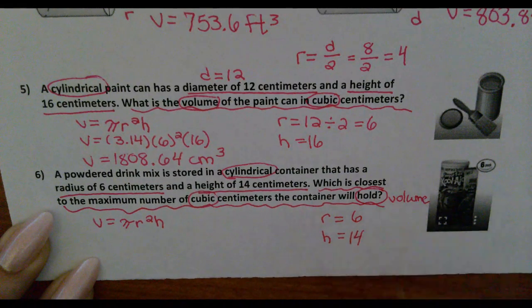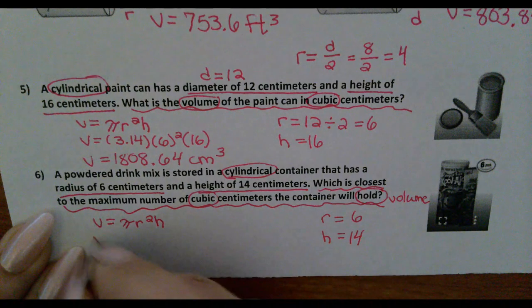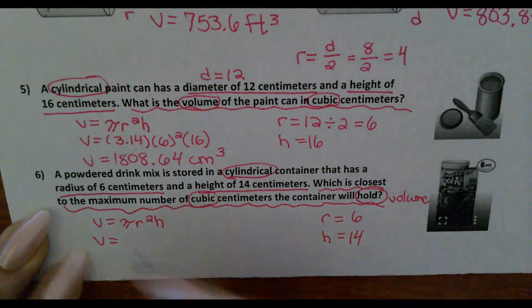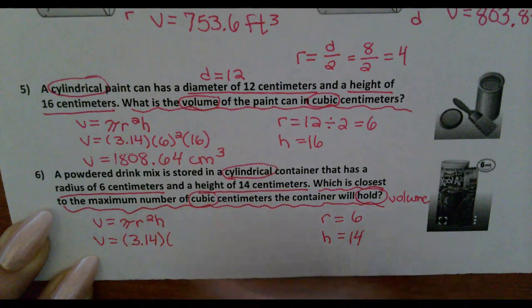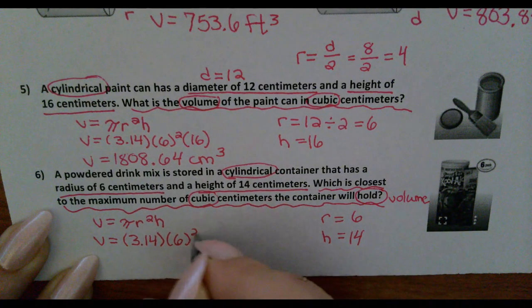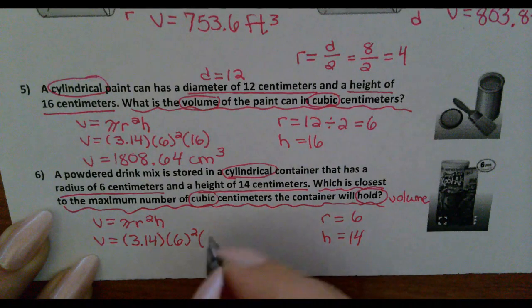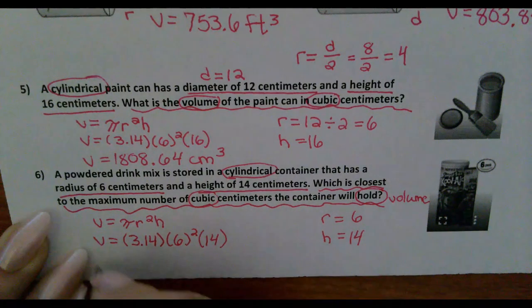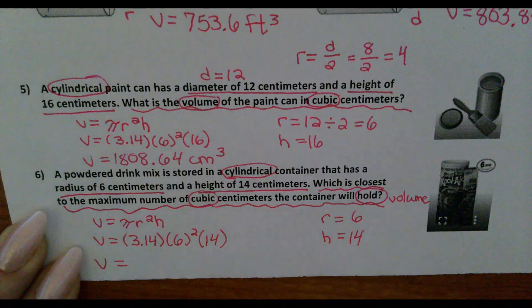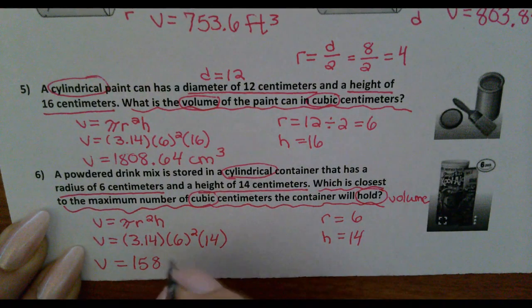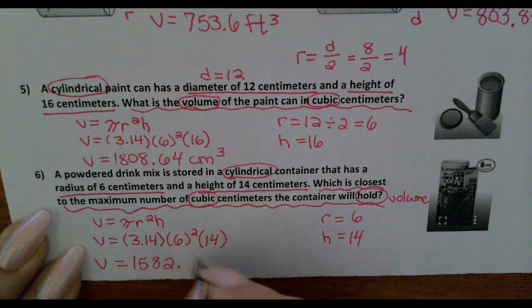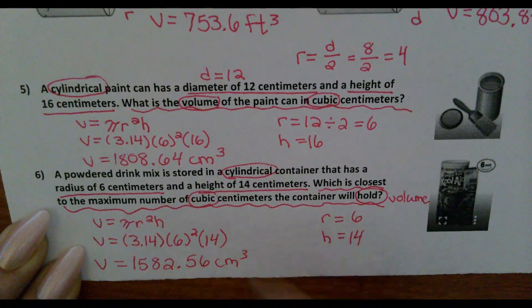14. I'm just jotting these over to the side because that's what you would need to be putting into your calculator. In our work over to the side here, we're substituting 3.14 for pi. Our radius is 6. That gets squared. And then we multiply by our height of 14. And what is our volume? 1,582.56 centimeters cubed. Perfect.